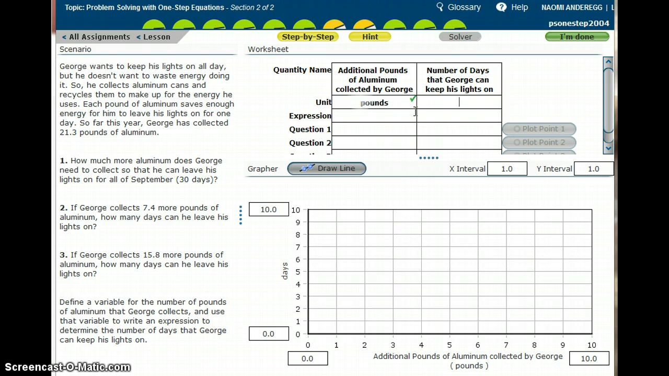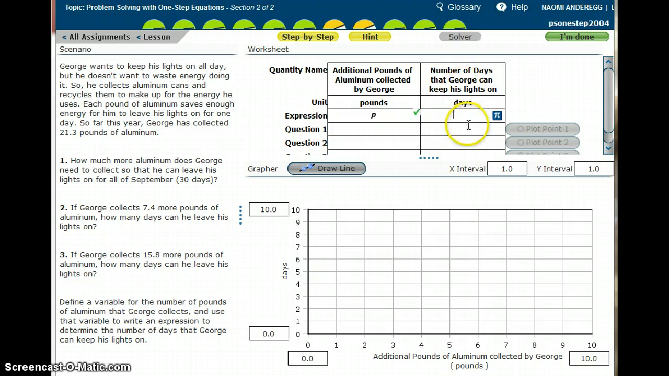And then the number of days that George can keep his lights on, the units there are going to be days, since we're talking about number of days. Maybe we let P be for pounds. And then for each extra pound, he can keep his lights on for exactly one day. But he already has 21.3 pounds.